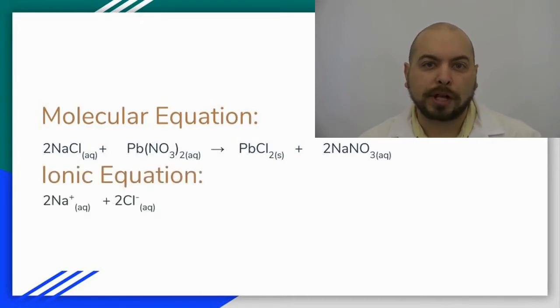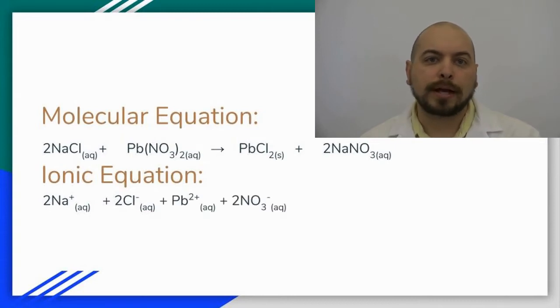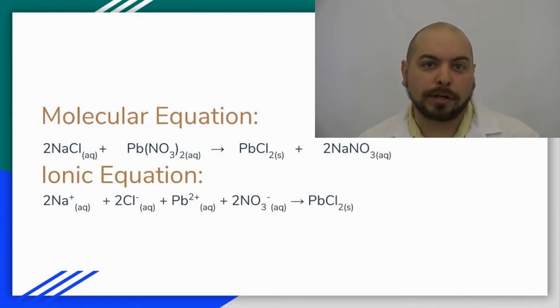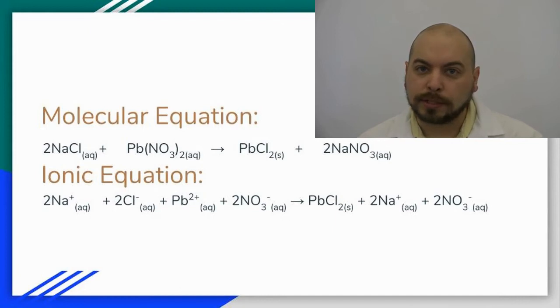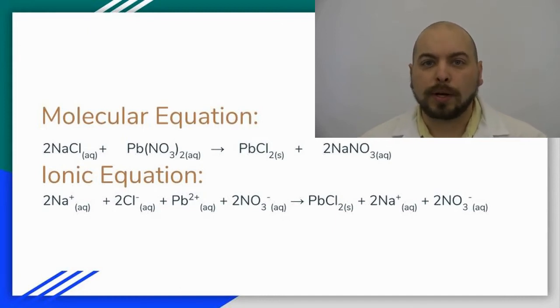Sodium chloride we know is fully soluble. It will fully dissociate into its ions, which means we get 2 Na+ ions and 2 Cl- ions. The lead nitrate is also fully soluble. It dissociates into 1 Pb2+ ion and 2 nitrate ions. On our product side, the lead(II) chloride is insoluble. It does not dissociate into its ions, so we leave it together in its solid form, PbCl2, in its crystal lattice. And then the sodium nitrate is fully soluble, so it fully dissociates into 2 Na+ and 2 NO3-.